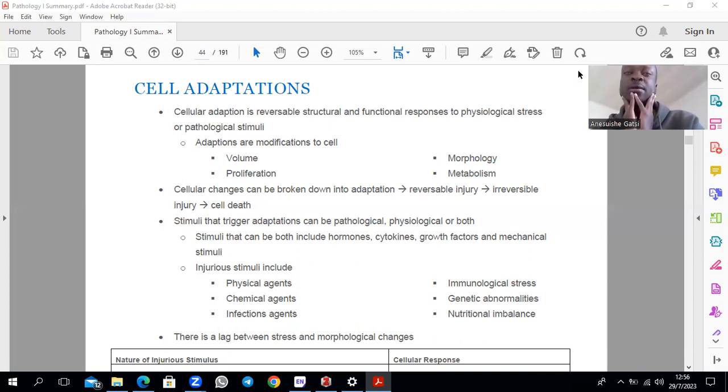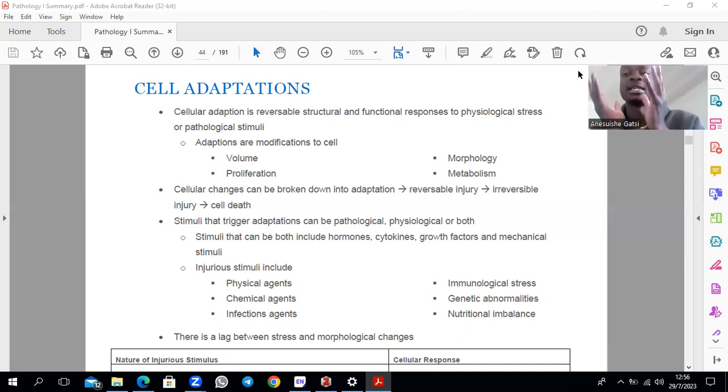So a cell within its normal homeostatic range can adapt to physiological or pathological changes. A classic example for a physiological change or state that can cause adaptation for cells is pregnancy. Or even if you look at the normal uterine cycles, the hypertrophy, the hyperplasia that is going to be there within the endometrium.